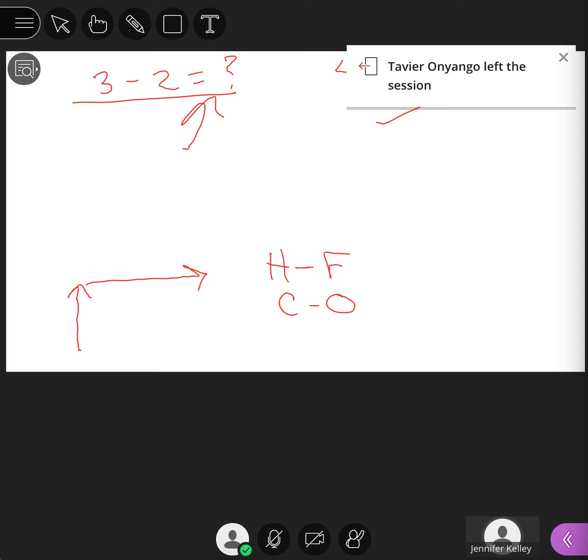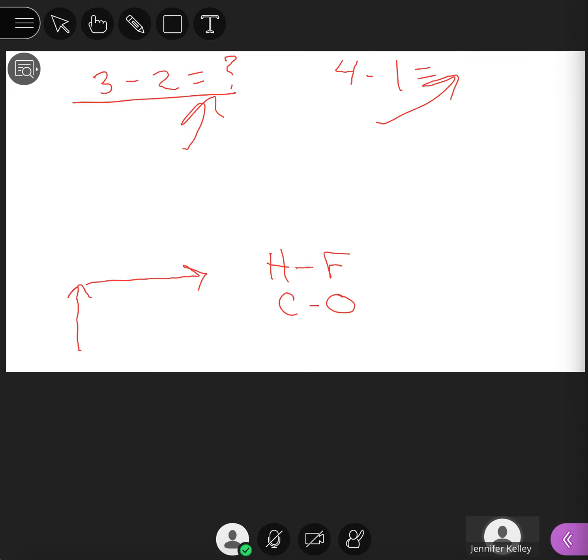The other way is if they have a really big distance on the periodic table. For example, fluorine is over here and hydrogen is over here, compared to oxygen being here and carbon being here. The ones that are far apart have a greater electronegativity difference.